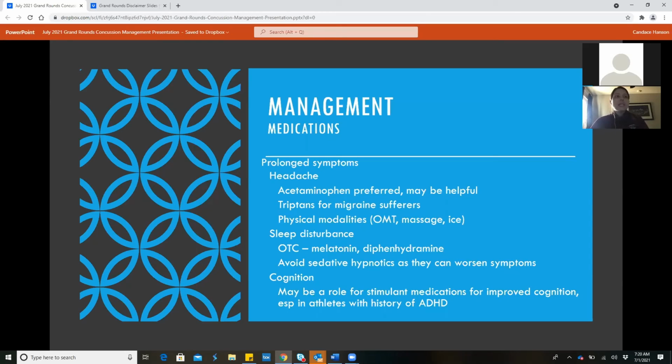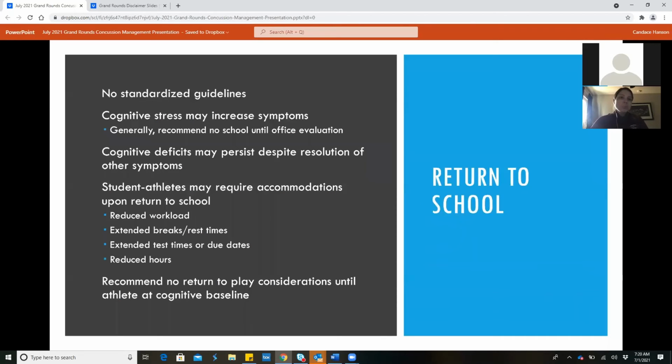So even those ADHD athletes who are not typically on stimulant medications, if they're really struggling post-concussion with prolonged symptoms and a lot of cognitive issues, more trouble with school, definitely having a talk with the family about whether starting a stimulant medication for their ADHD could absolutely help both speed their recovery because they're not struggling as much, but just make sure that they don't get as far behind. Next slide. Return to school.